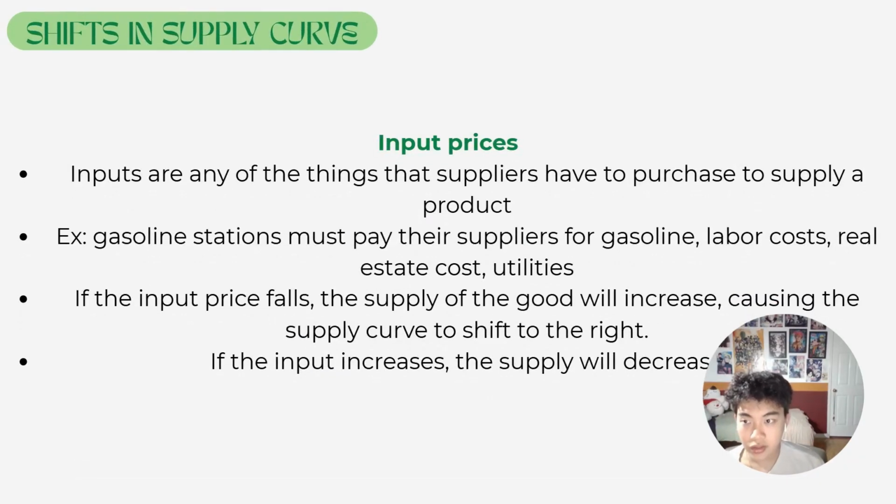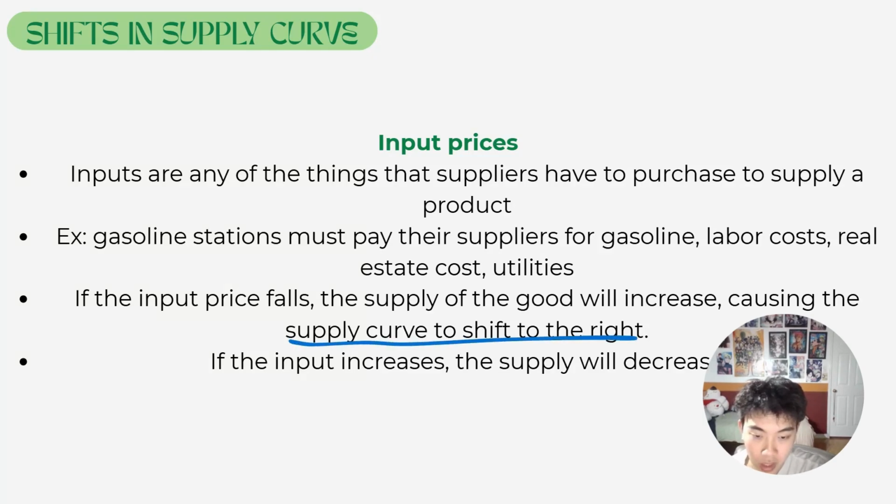Okay, here are the factors that shift supply, or what shifts supply curves. The first would be input prices. Input prices are just things that suppliers have to purchase to supply a good. For example, gasoline, labor costs, real estate costs and utilities. So, if the input price falls, the supply of that good will increase, causing the supply curve to shift to the right.